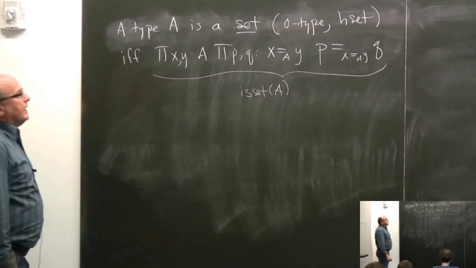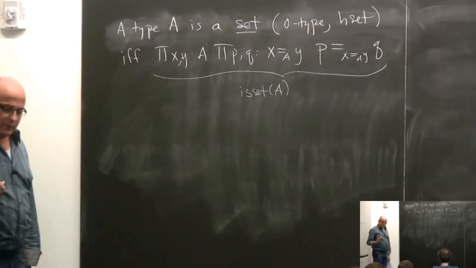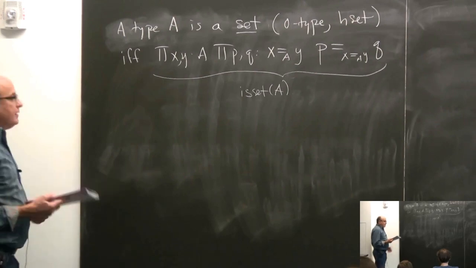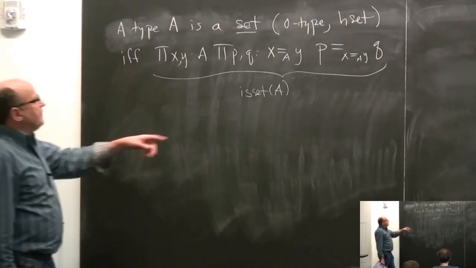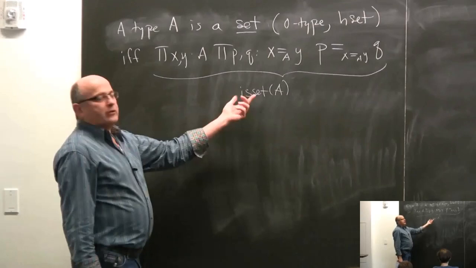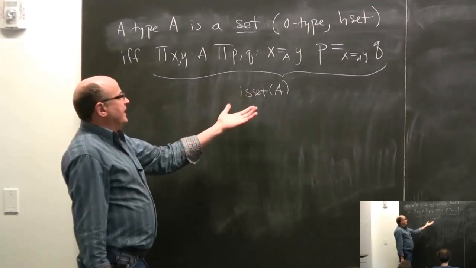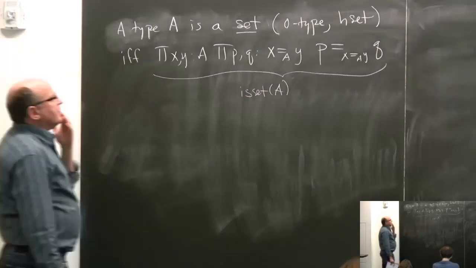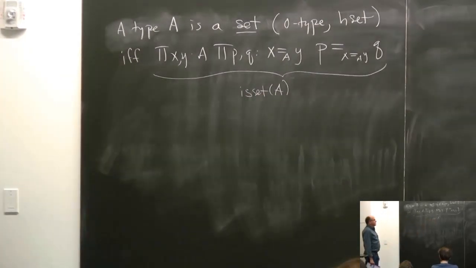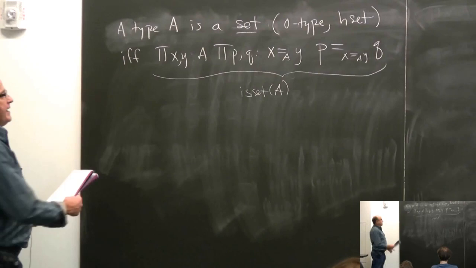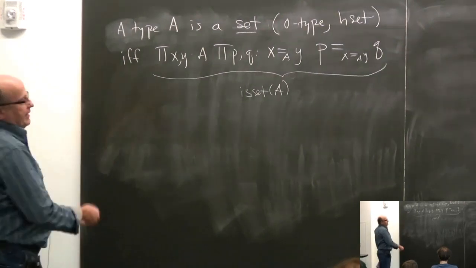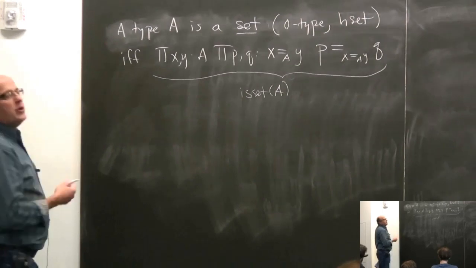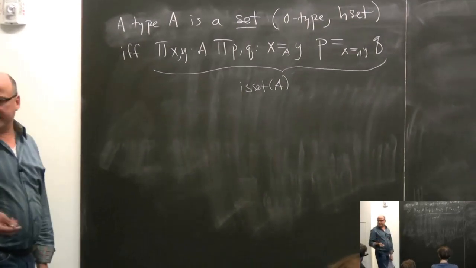And so far, this is all we did. We just defined the notion of what is a set. We haven't defined anything else. A little bit later, I'm going to say something about the notation "is a set" and sort of justify using that notation. But for right now, what we want to say is any two paths between any two elements are equal. So things can be equal in at most one way. That's another way of saying it, right?